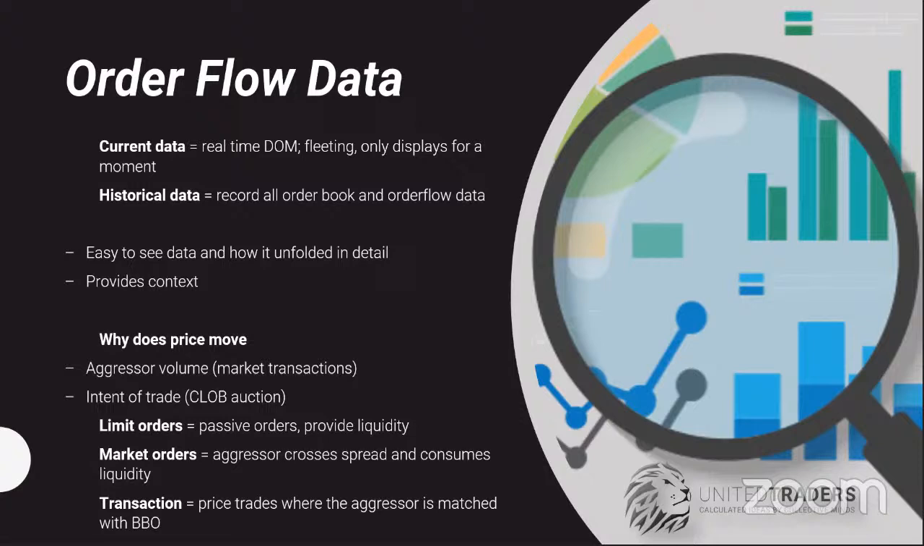So if the spread on ES is one tick, that means that if it's currently trading at 4,000, if the last trade is 4,000, your best offer may be at 4,025, and your best bid may be at 4,000. If I hit a market order to buy, it's going to cross the spread and execute on the best offer, which is 4,025. And that's where your transaction takes place.